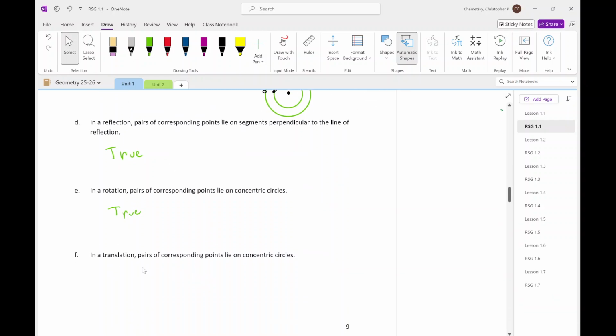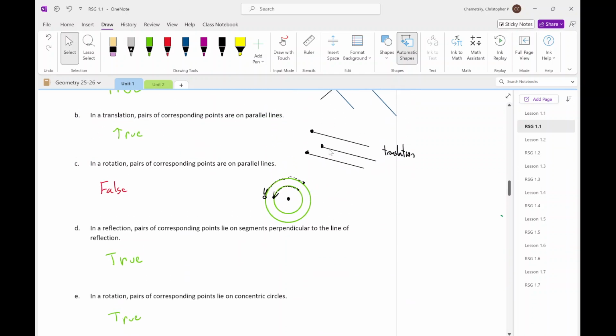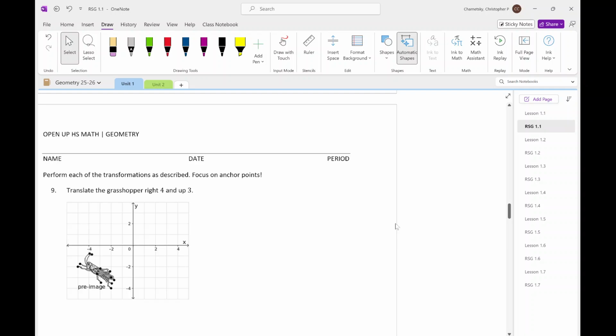In a translation, pairs of corresponding points lie on concentric circles. That is false. That's only for a rotation. Okay, again, translation, we have these parallel congruent line segments. They're all the same length, same distance, but they're definitely not circles.